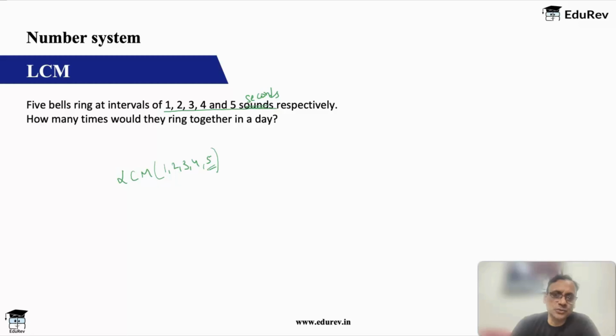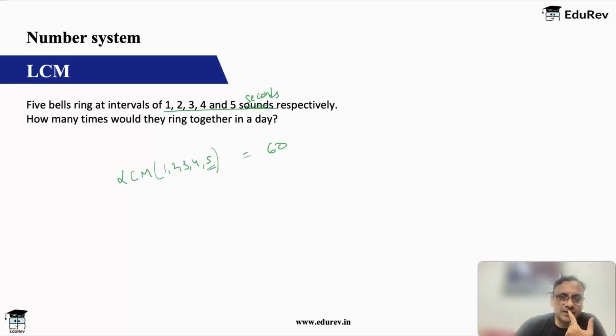10 divides 2 and 10 divides 4. Then let's look at 15. No. 20. No. 25. No. 30. No. So what do I get? 35. No. 40. No. Is 60 the LCM? 60 seems to be the case.